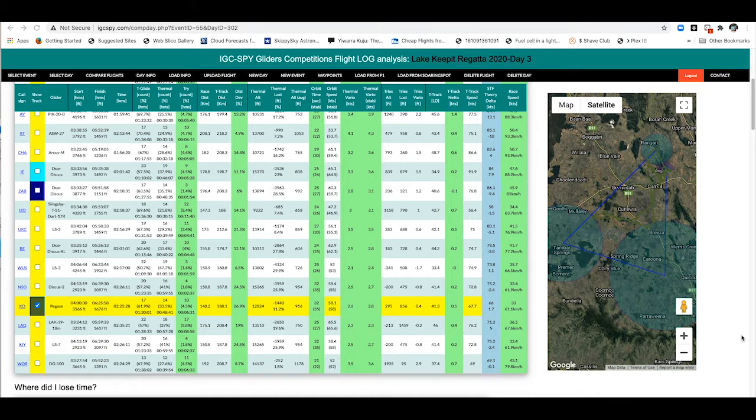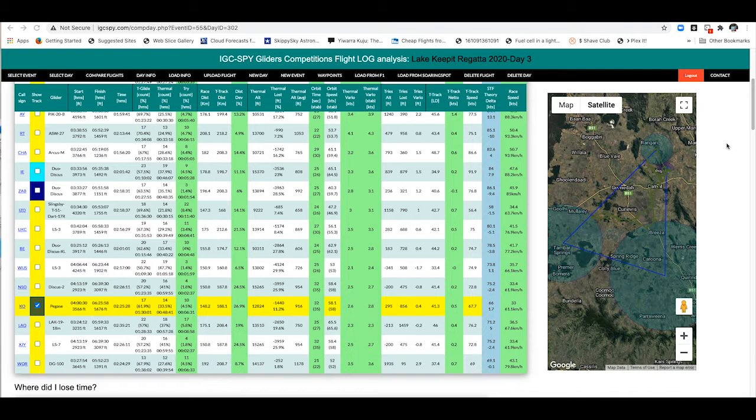Okay, let's take a look at IGC Spy. This is something you are going to love, I guarantee you. Now, I'm not 100% certain about how you get your competitions put up on here. I'd suggest get on the contact page there and fill in your details and find out, or see what you can find out.